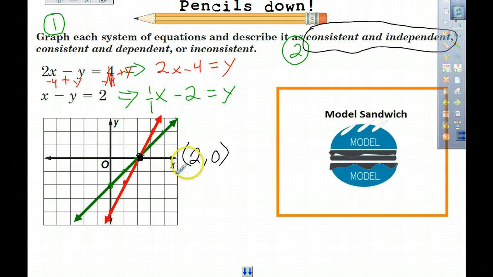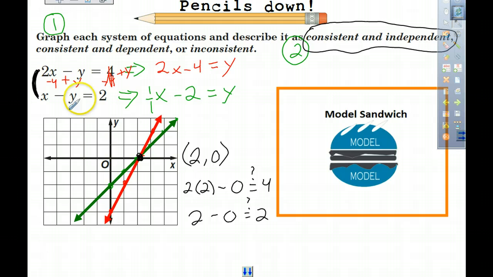Is this the right answer though? How do you know for sure? Check. Plug it back into both original problems. They should be true. So 2 times 2 minus 0, is that equal to 4? Yeah. And is 2 minus 0 equal to 2? So 4 is equal to 4? Yes. 2 minus 0 is 2. 2 equals 2? Yes. So you know for a fact it's correct.